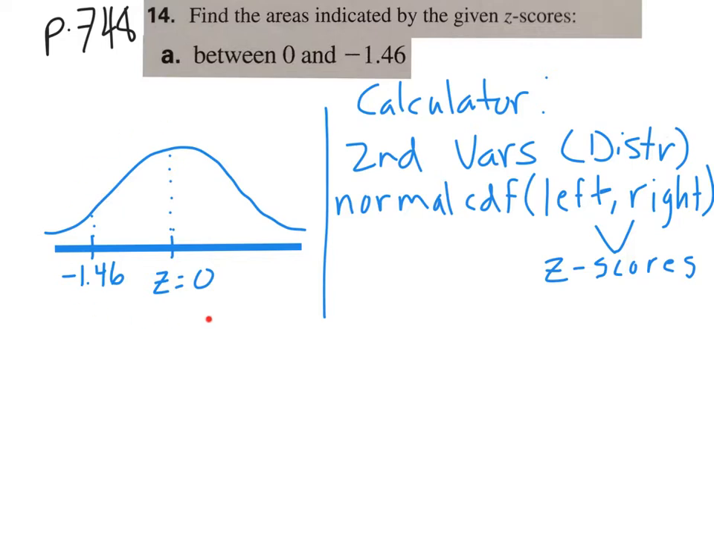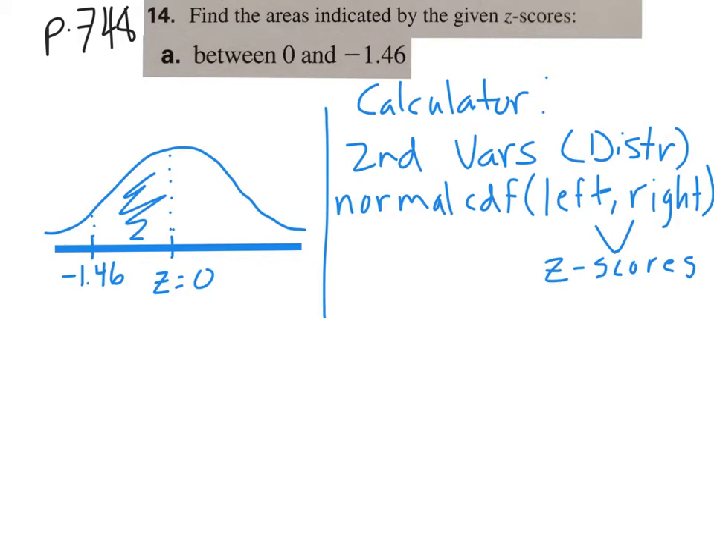Here's your standard normal distribution. Z equals 0 is right in the middle, and -1.46 is somewhere off to the left because it's negative. And we're trying to figure out what percent of the values lie within this range right here. Again, we can't apply our rule from last time because we don't have just one standard deviation, we have 1.46 below. So instead we're going to use a function on the calculator.